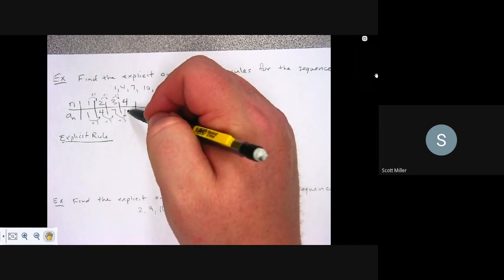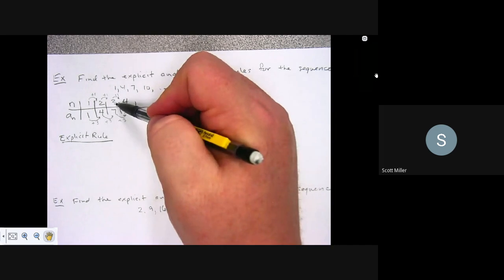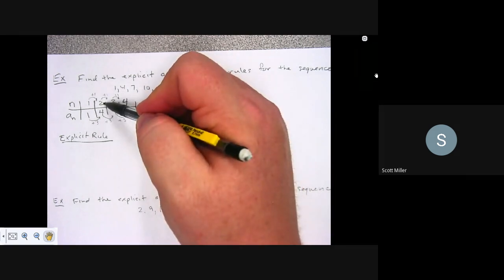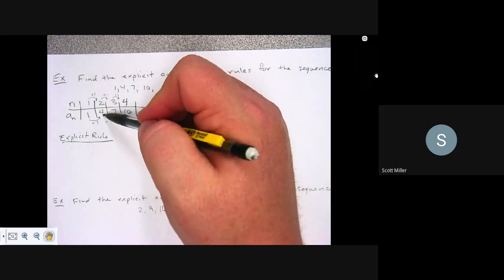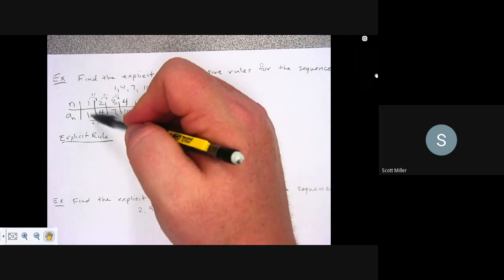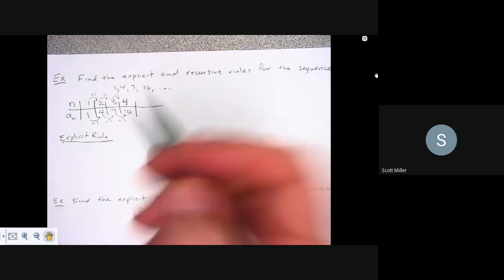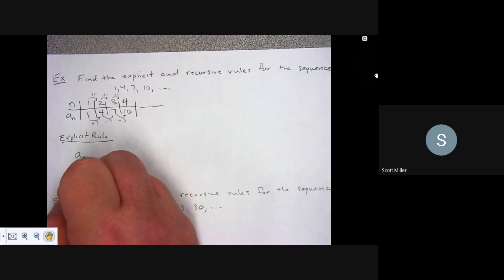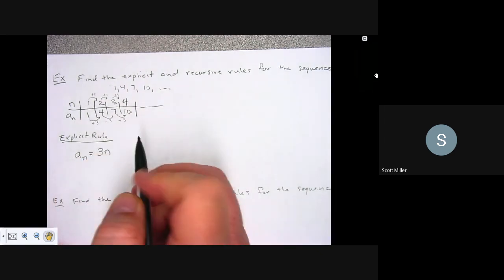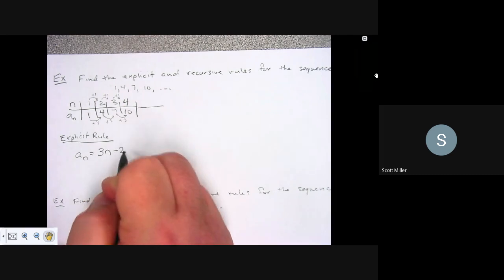Let's see if it works for the other ones. Take this number, multiply it by 3, you get 9, subtract 2, I get 7. Multiply this number by 3, I get 6, subtract 2, I get 4. Multiply this by 3, I get 3, subtract 2, I get 1. So it looks like that might be my rule for the explicit rule: 3 times whatever the position number is, and then subtract 2.